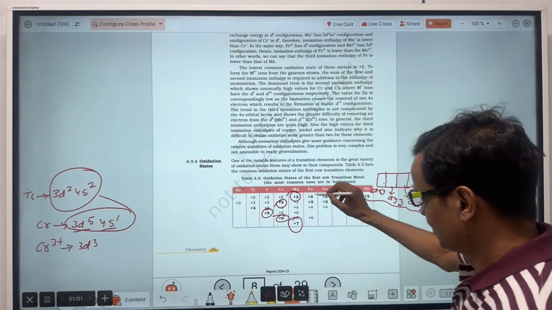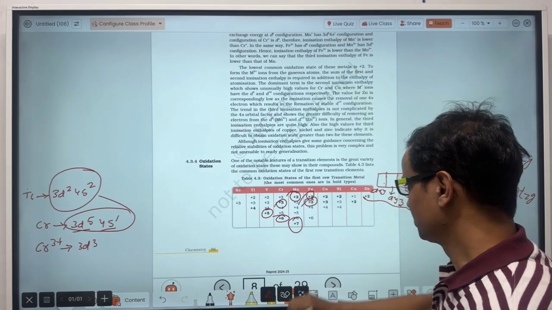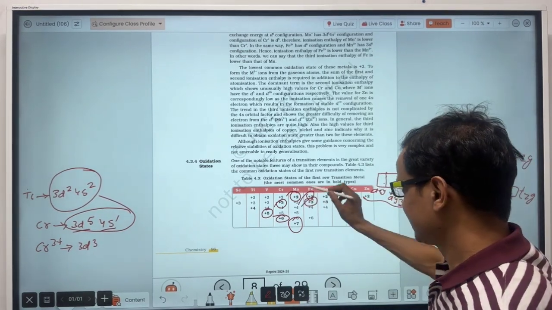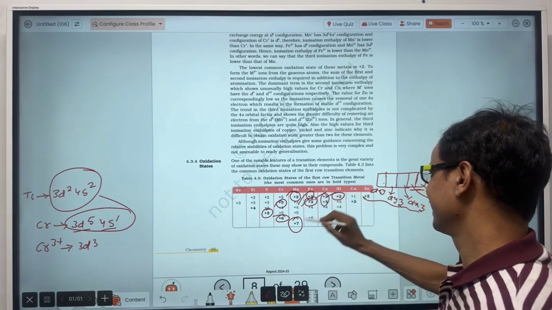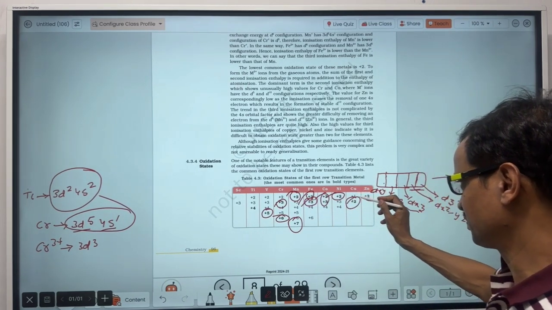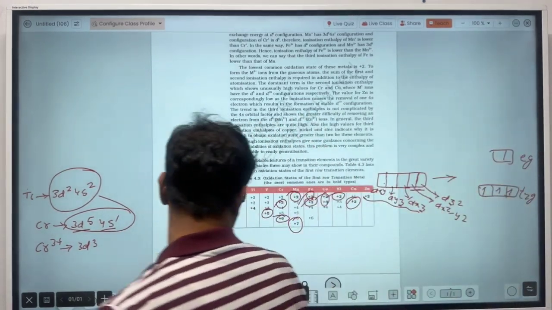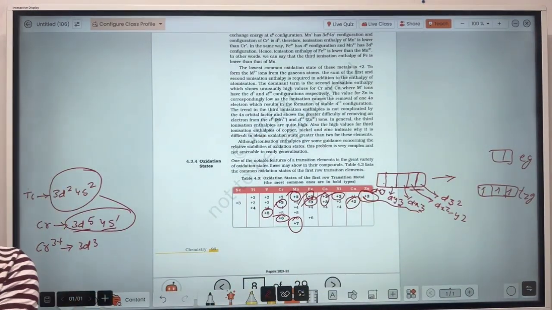Now iron +2 oxidation state is stable, and +3 oxidation state is stable due to the half filled d orbital. Same for cobalt, +2 and +3 oxidation states, then nickel and copper. In the case of copper, +2 is more stable than +1. Why? We will discuss later on. And zinc has only one oxidation state.